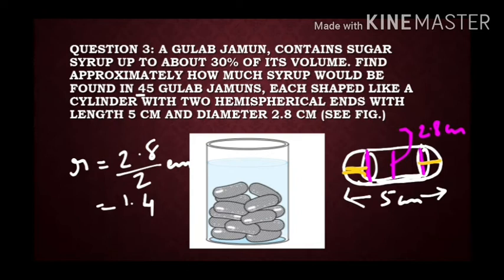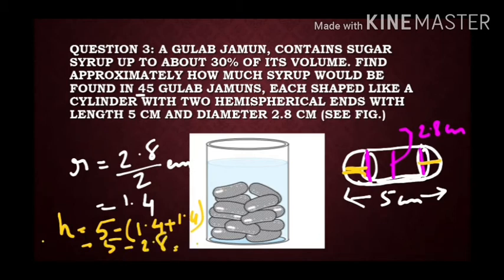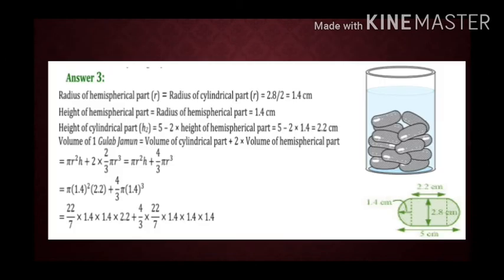So, height of the cylinder, I am denoting it by h, height of the cylinder will become 5 minus (1.4 plus 1.4), that is 5 minus 2.8, or you can say 2.2 centimeter. So, height of the cylinder is 2.2, radius is 1.4. So, you can easily find the volume of this section. Again, from the radius equal to 1.4, you can easily find the volume of this hemispherical section. Okay. So, let us check the solution.